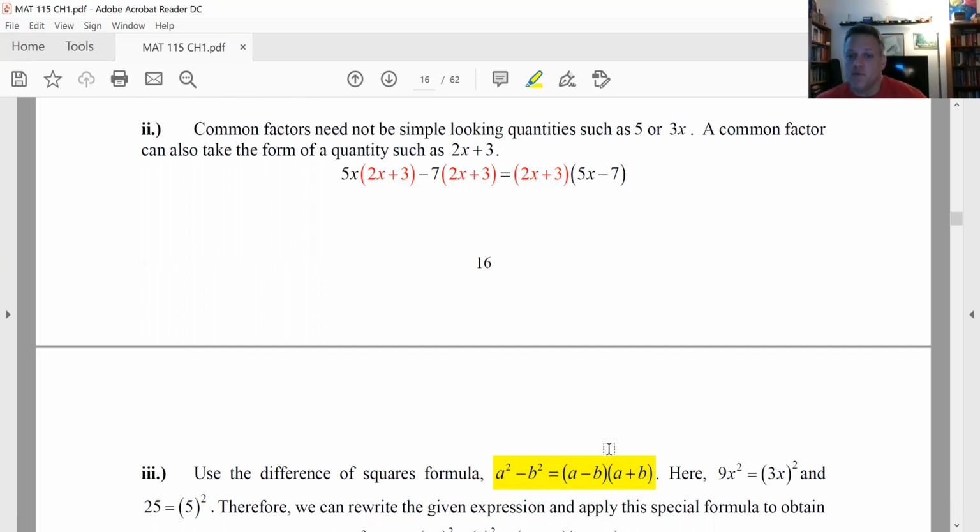The first terms would be a squared. The outers are ab, but the inners are minus ba. ab and minus ba are opposites. They're the same, remember, because in multiplication you can change the order. And so the outer and inner terms cancel out. And then the last terms are minus b squared, which is here. So in fact, that is a true statement.